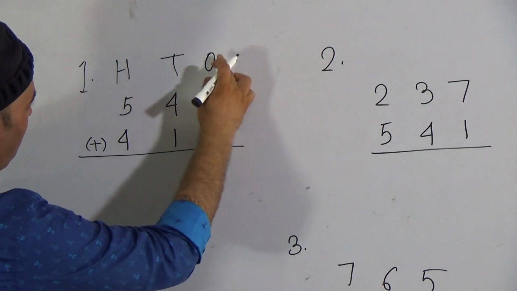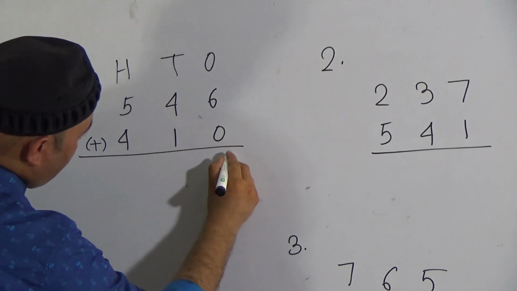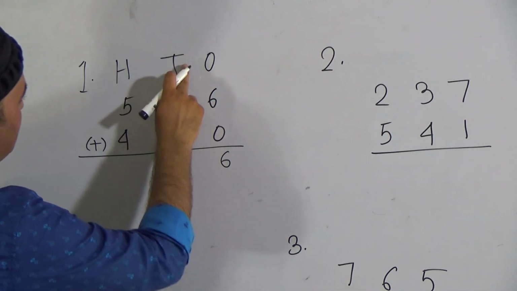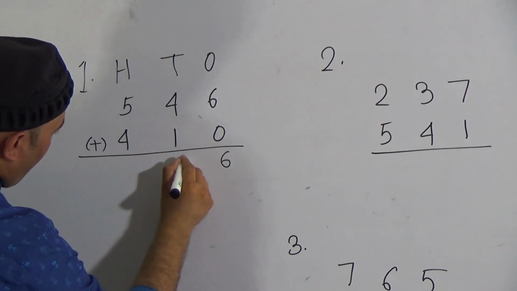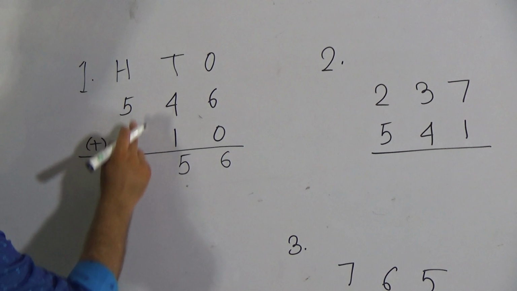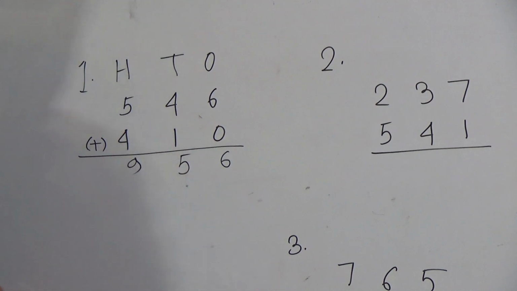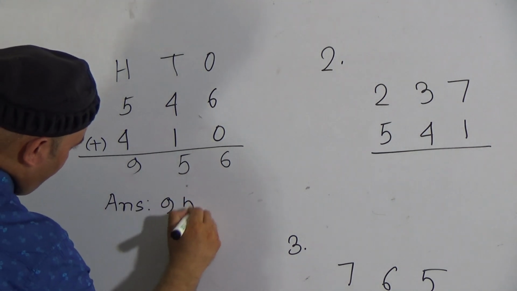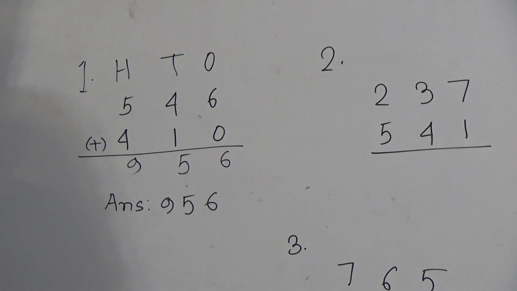Now you have to start from the 1's place digit. Here is 6 and 0. We know that 6 and 0 will be 6. 4 and 1 is the next column, that means the 10's column. So we have to add 4 and 1 now. 4 and 1 will be 5. Now the next column is the 100 place. So here is 5 and 4. 5 and 4 will be 5, 6, 7, 8, 9. So here it will be 9. So the answer is 956. My dear students, hope you understood how we can add two numbers.